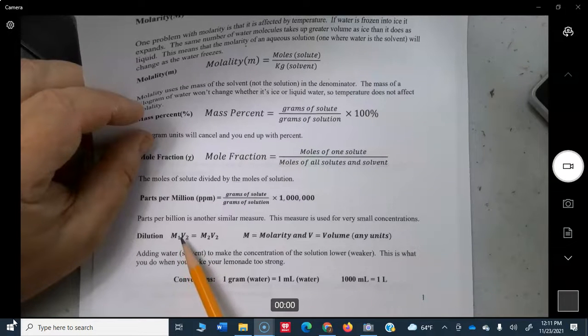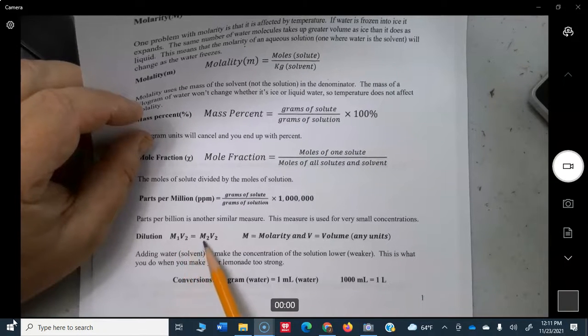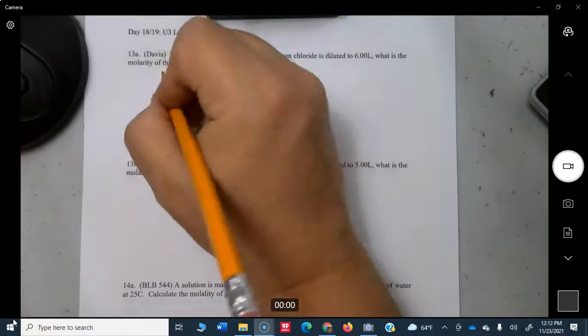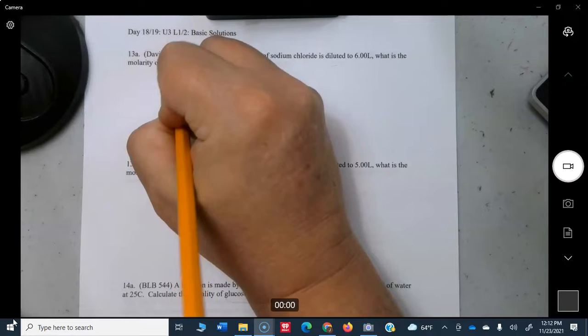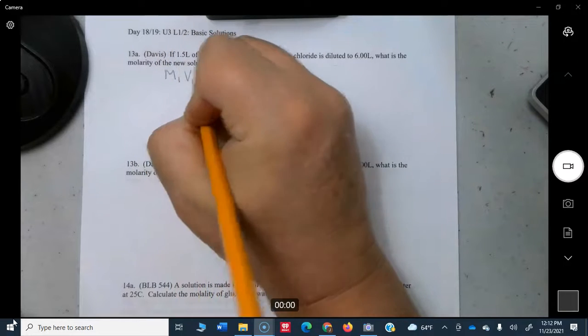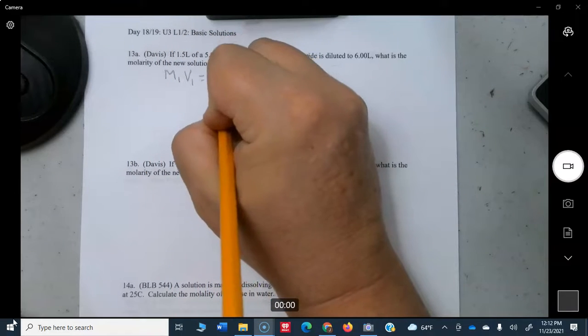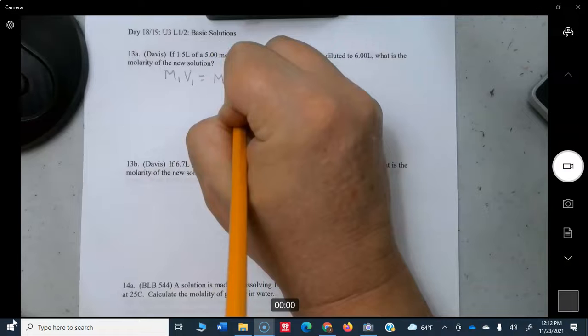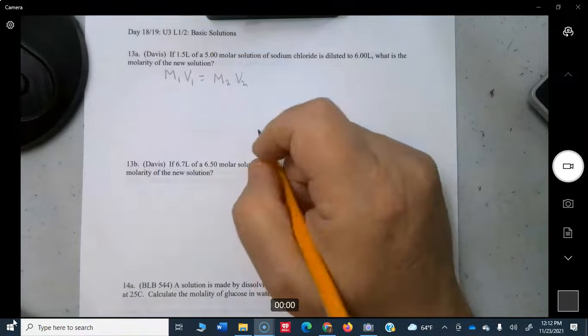So you have a certain number of moles. What you want to do is reduce the concentration of the number of moles, and you do that by adding water, just like you do to lemonade that's too strong. So let's go ahead and write this out. It's pretty straightforward. Write out the formula: beginning molarity times beginning volume equals final molarity times final volume. That's the way you would interpret that.